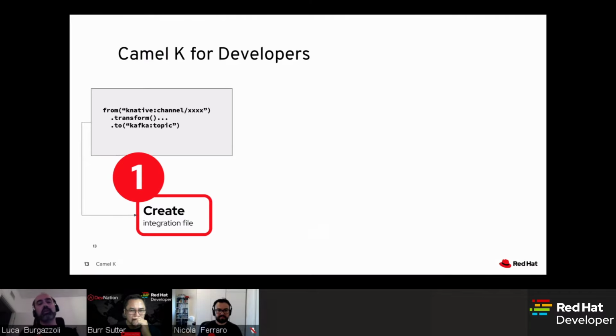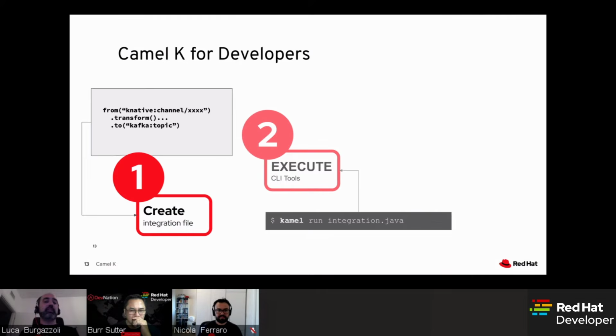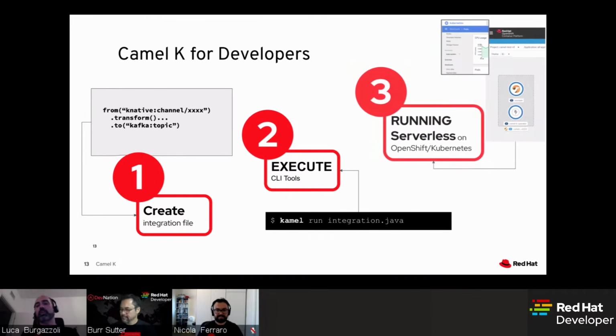And once you have your code, you literally run it. For example, by using the Camel K CLI, and the command is literally kamel run, and then the name of your file, in this case, integration.java. What's going to happen is that in a few moments, your integration is going to be running on OpenShift or Kubernetes. And if the cluster is configured to have Knative, there's a chance that your application is going to run as a serverless application.